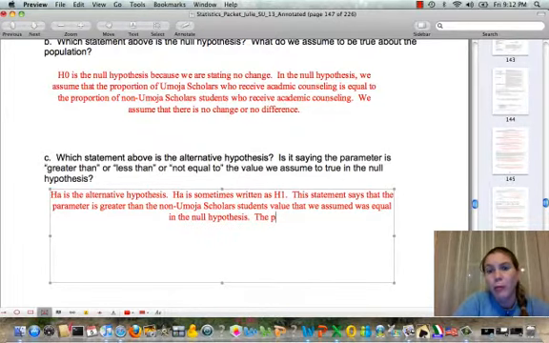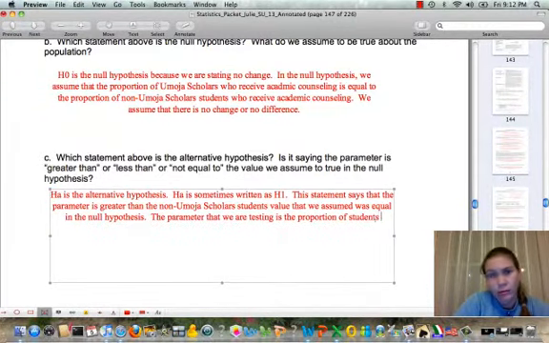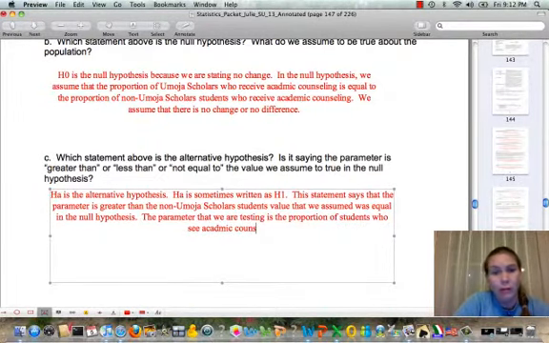And the parameter that we are testing is the proportion of students who see counselors. And we should say who see academic counselors, because there's other types of counseling. So on the graphing calculator, because this is greater than, when you set up your hypothesis test, you will choose the greater than inequality symbol.